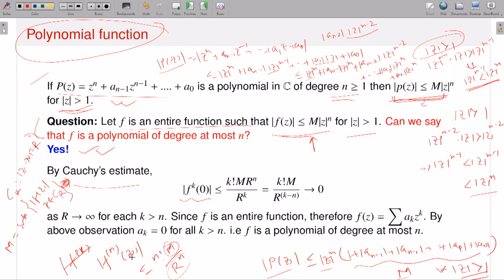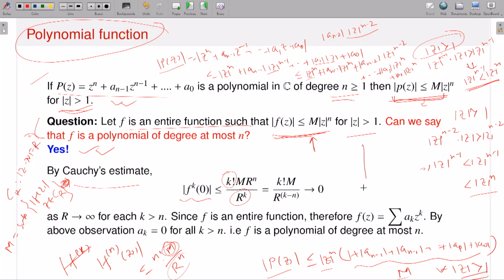Now you see, if I replace z0 by 0, I will have the estimate. Of course, this k factorial will be there, r to the power k will be there. And then I need the estimate of the absolute value of f on the contour, which is a contour of radius r. I need the supremum estimate. But this is the assumption that is given, right? Since modulus of f of z is dominated by M times mod z to the power n, if I take r large, then I cross that one.